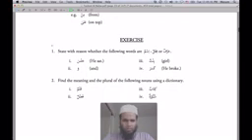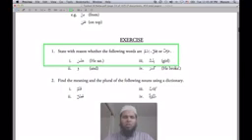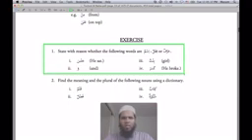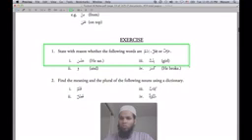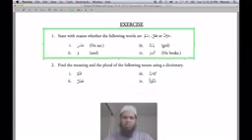Exercise. State the reason whether the following words are ism, fi'l, or harf. One, jalasa, he sat. It's a fi'l, simply because it's denoting action, and it is wahid mudhakkar ghaib. Number two, wa, and, it doesn't have any meaning, it is a harf. Number three, bintun, a girl. There's no tense or time associated with it, and it is an ism. Number four, kasara, he broke. It denotes an action, and it is a fi'l. He broke in the past.